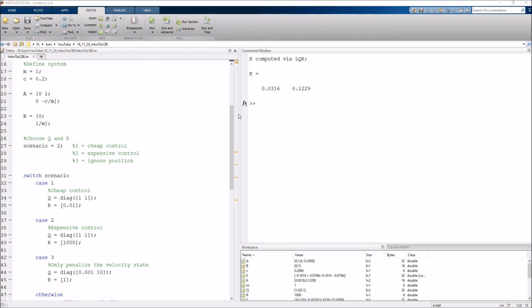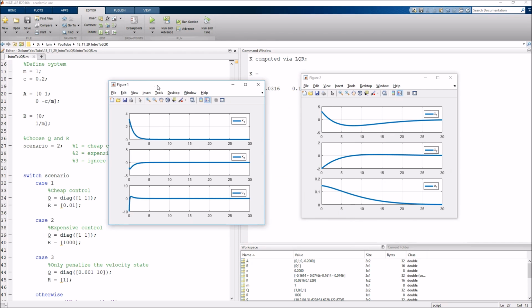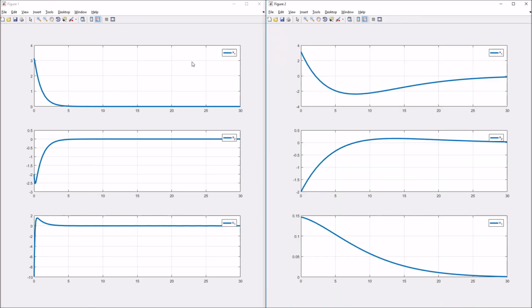So we have a less aggressive controller here. So if we look at this now, here's scenario number 2. And if we compare that with scenario 1, maybe let's put scenario 1 on the left here, and let's put scenario 2 on the right. You can see the differences in control, right?